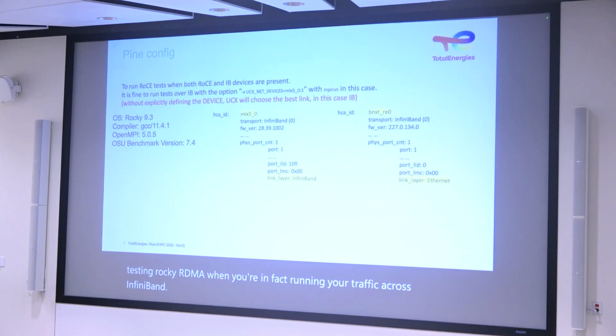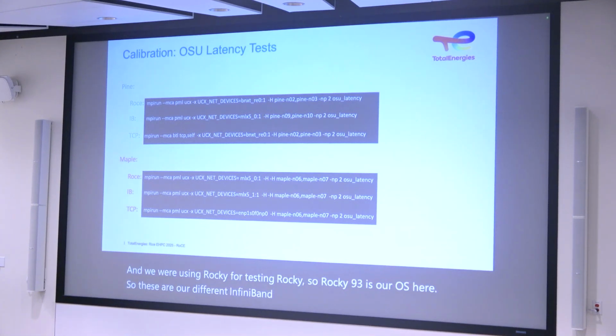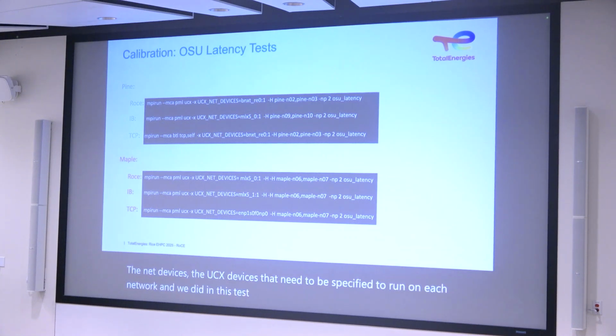And we were using Rocky for testing Rocky. So Rocky 9.3 is our OS here. These are our different InfiniBand commands, showing the difference in the net devices, the UCX devices that need to be specified to run on each network. And in this test we also ran some TCP to get the baseline, because of course we're looking for where Rocky is landing relative to InfiniBand, but also to TCP. And so these are the commands.